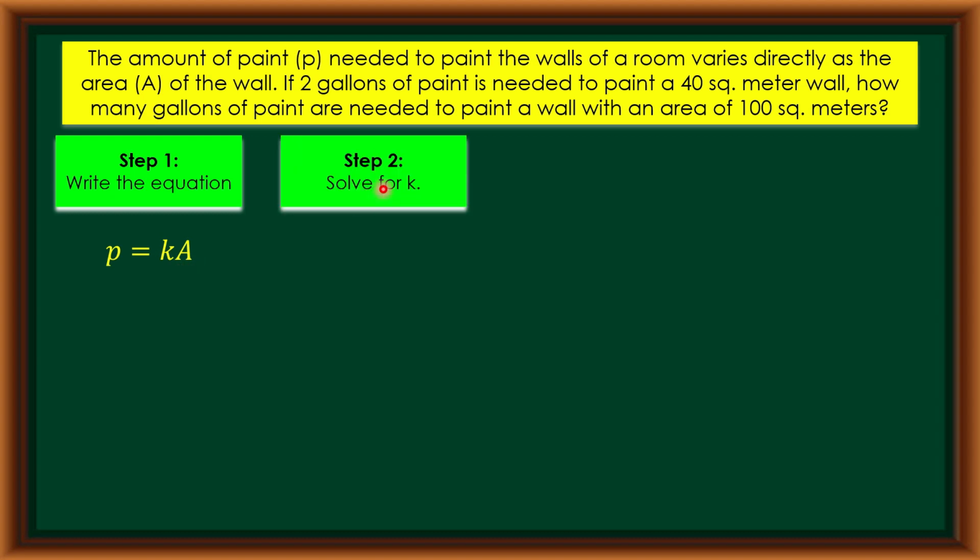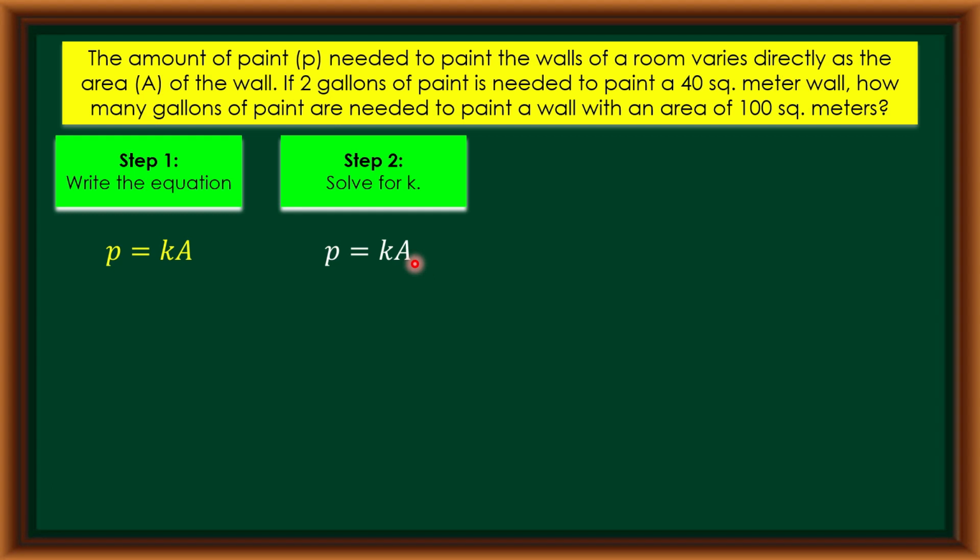Let us solve for the value of k, in which we will use the equation P is equal to k times A. And we need to substitute the values given in our second statement that says if 2 gallons of paint is needed to paint a 40 square meter wall, in which 2 will be the amount of paint and 40 is the area of the wall. So let us substitute it in our equation.